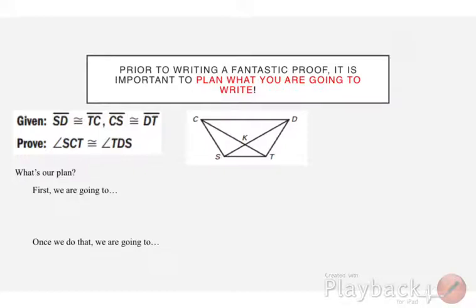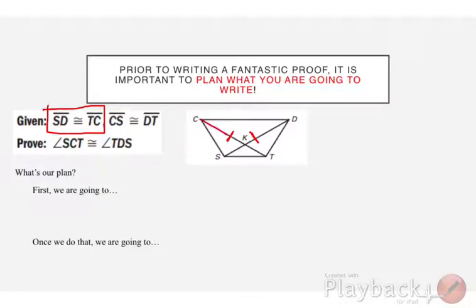We're going to look at this proof, okay, and we're going to prove what we need to prove, but we need to figure out what steps we need to do in between. All right, so let's just mark up this triangle based on what we're given. So we're given that SD, which is a side, is congruent to TC, which is a side or a segment. So this segment here, TC, is congruent to this segment here, SD.